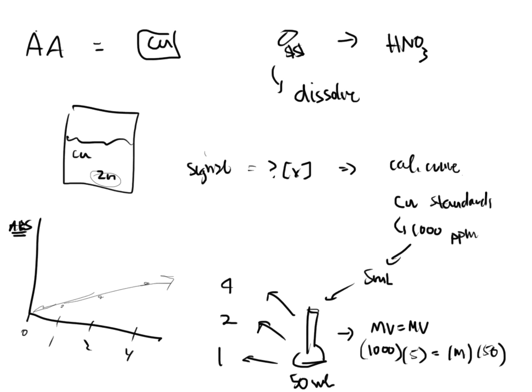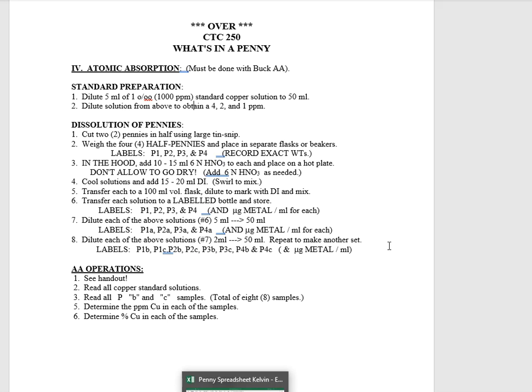Now, we're going to have to process the pennies. Again, we're going to have to get that solid penny down to a liquid. And we have to make sure that we are in the working range of the AA based on that lambda, that wavelength, primary wavelength. So number 1 says, cut 2 pennies in half using a large tin snip. Weigh the 4 halves and place them in a beaker or a flask and label them P1, P2, P3, and P4. Make sure that you record the exact weights down.